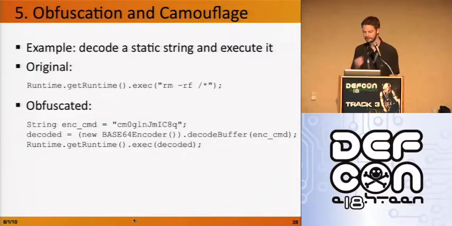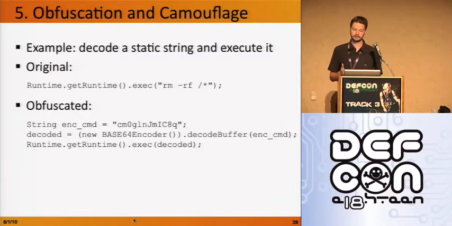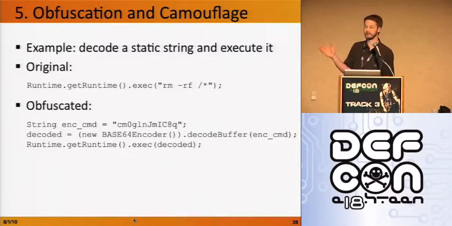Oh yeah, another one over here is, assume you want to hide the following piece of code. So you want to hide that you want to remove everything in the root directory. So you want to rip out everything on a particular machine. But this statement is obvious to spot for a manual auditor. The way you can achieve that is you're going to encode it with base 64, for instance. You're going to encode it, you're going to decode it on the fly, and you're going to execute it.